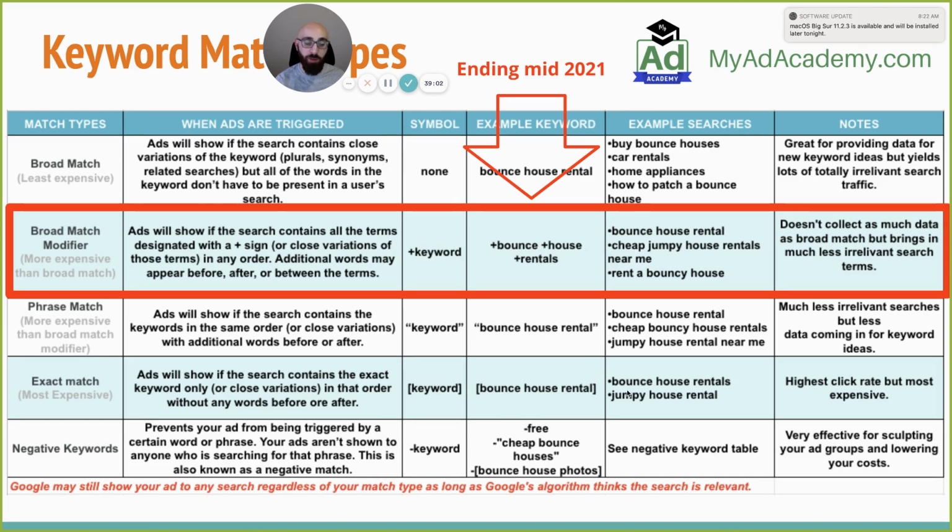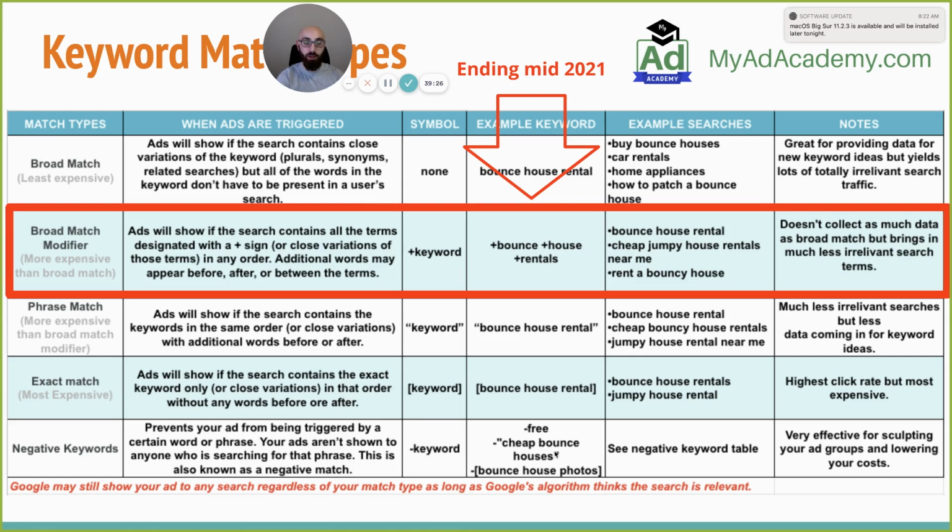And the next, exact match, is where you want the exact match. Bounce house rental. I don't want any words before bounce house rental or after bounce house rental, but Google will still have close variants. And this does not really work no matter how exact you try to be. Google still seems to do whatever they feel like. So I don't really use this one much. We primarily use these two, and that's what I would recommend you use.